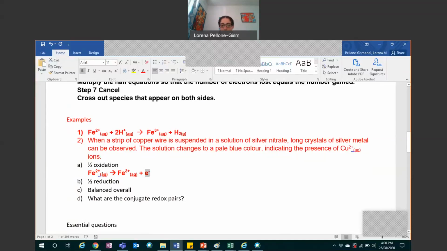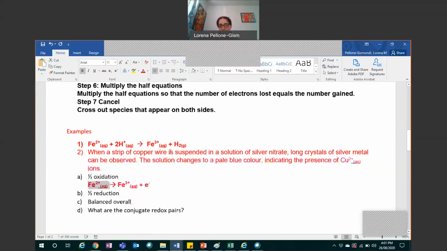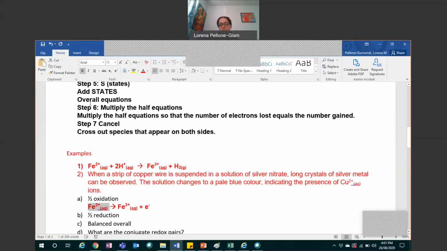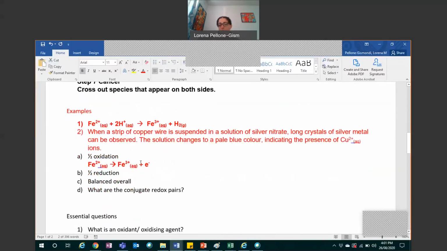So we have a 2 positive charge on the left-hand side, and we have a 3 positive charge on the right-hand side. So we need to make sure that they're equal. Okay, so we add an electron, which is 1 negative. So that means that on the right-hand side, we have a 2 plus charge. So we've got positive 3 minus 1 is positive 2. Positive 2 and positive 2, the charge is conserved. Now, this is when you're writing the overall equations, so we are going to do that later, but let's just write out our other half equation.